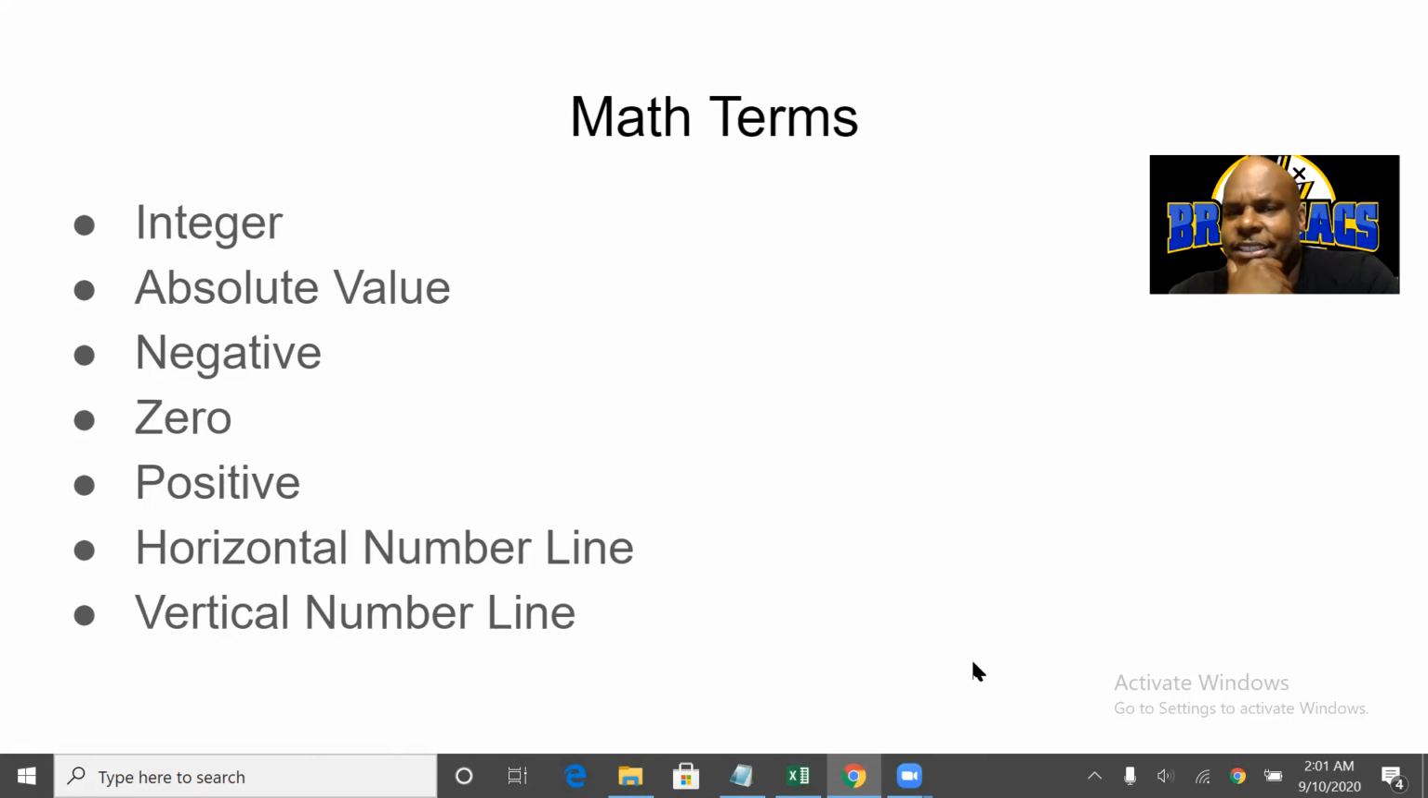What about positive? What's a positive number? Think about it. All right, put the answers in the chat. Exactly. A positive number is a number that has a value greater than 0.